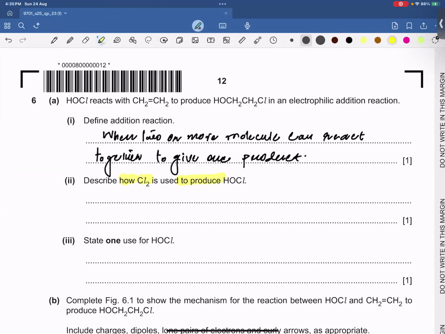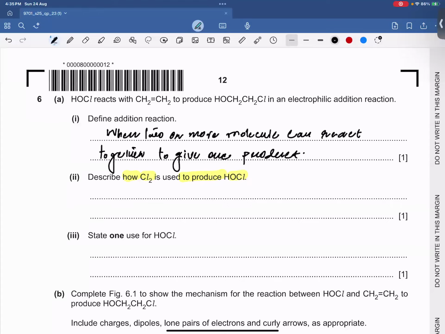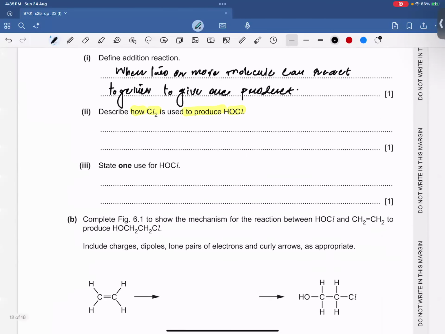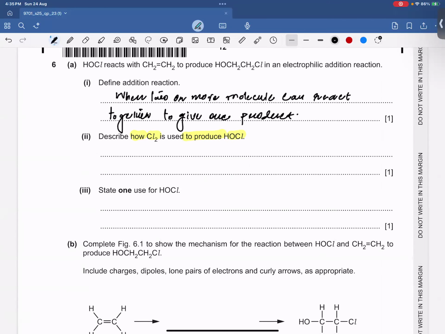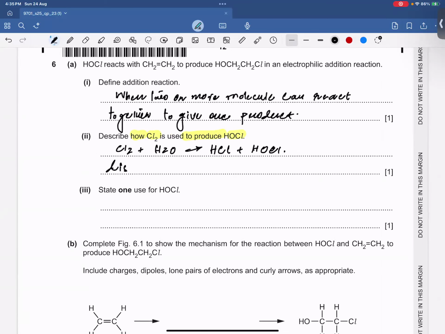Describe how chlorine is used to produce HOCl. Chlorine, when added to water, undergoes a disproportionation reaction to give HCl and HOCl. Okay. And this reaction between chlorine and water is called a disproportionation reaction.